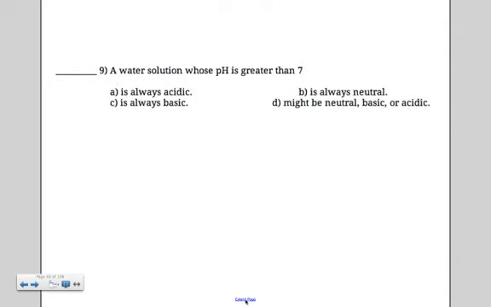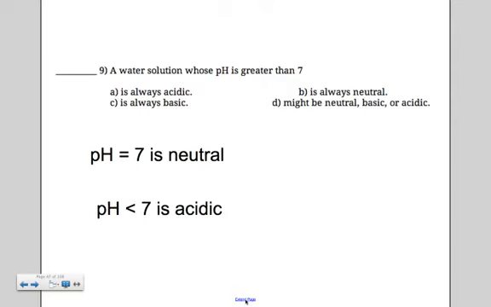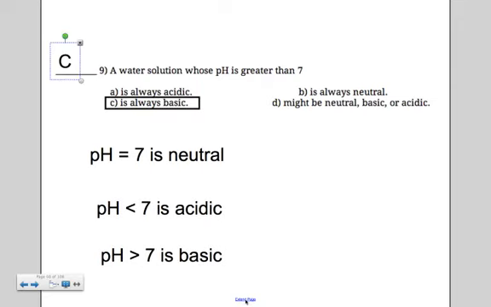Number 9, a water solution whose pH is greater than 7 is, well, pH of 7 exactly would be neutral. This is not 7. pH of less than 7 means an acid. And so you can probably guess by now, pH greater than 7 means a base, so it's always basic. Choice C.